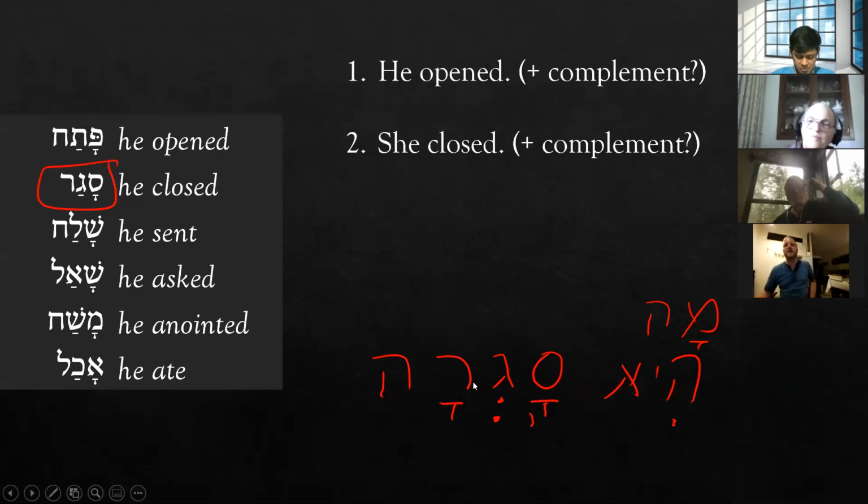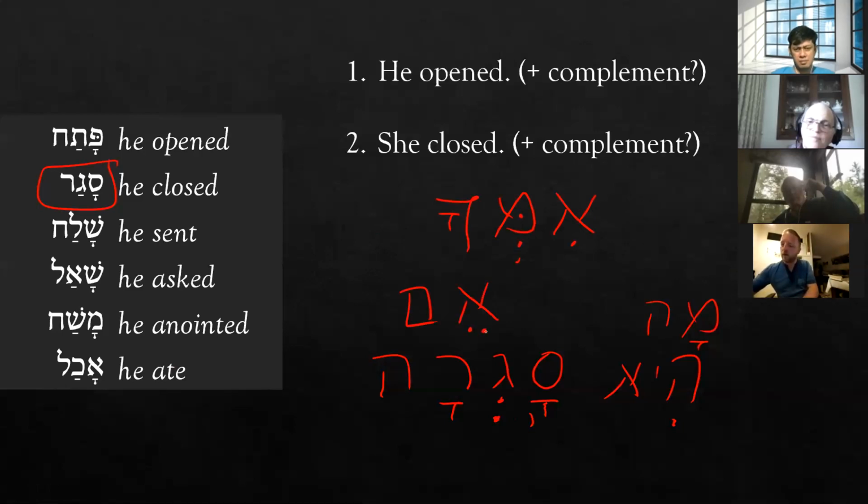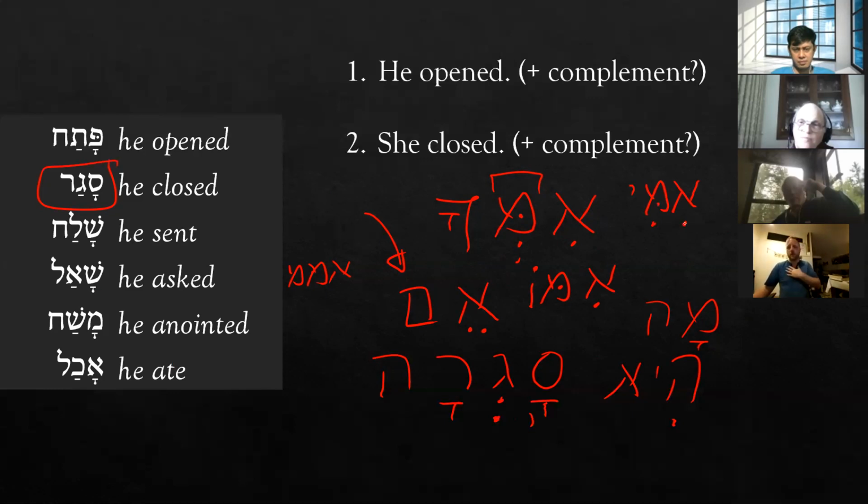Okay. Ma ha'isha sagra. Ma ima shelcha, your mother. Okay, we can say, what did your mother close? Ma imcha sagra, your mother. You see, im means mother. It's a geminate root: aleph, mem, that's the root. So imcha means your mother. His mother is imo. My mother is imi. That makes sense? Okay. So ma imcha sagra. What did your mother close? You would answer with my mother, right?